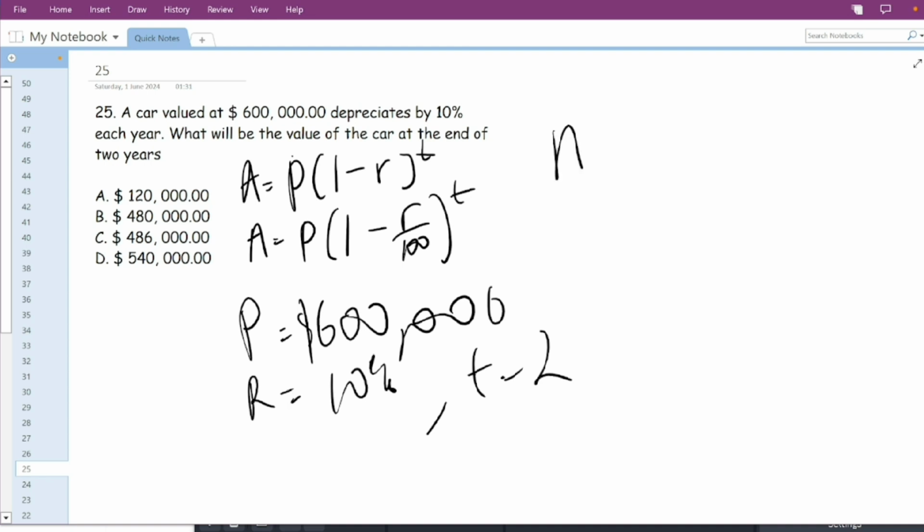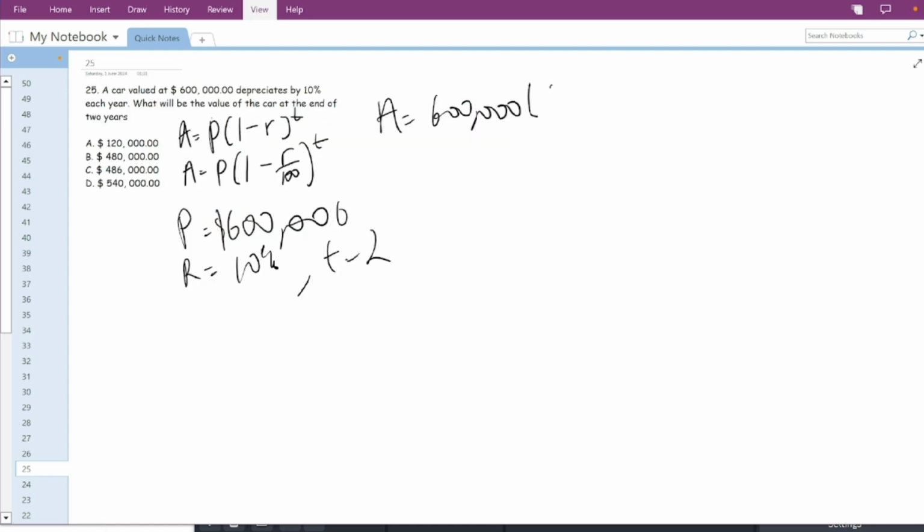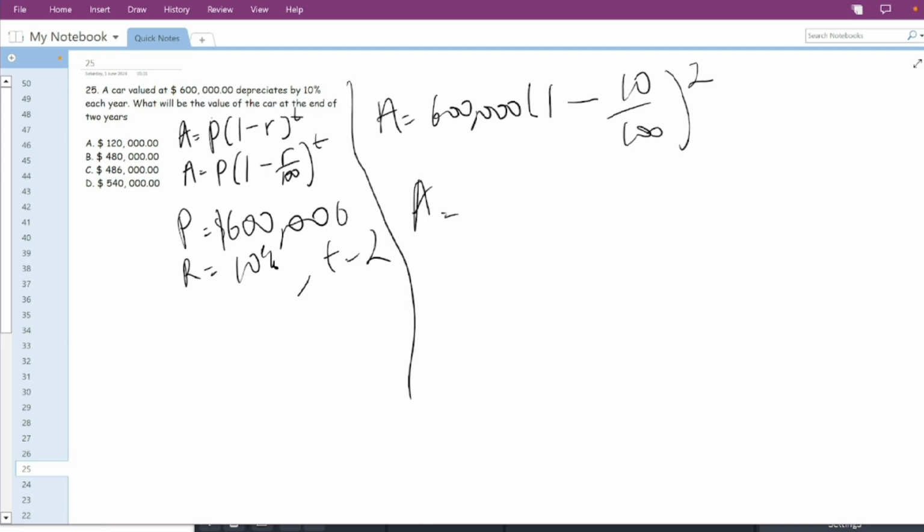So we have the value of the car, which is A, equals $600,000 into open bracket 1 minus our R, which is 10 over 100, close bracket, our T is 2, to the power of 2. A equals 600,000 into open bracket 1 minus 10 divided by 100, which our calculator will give us 0.1, close bracket to the power of 2.